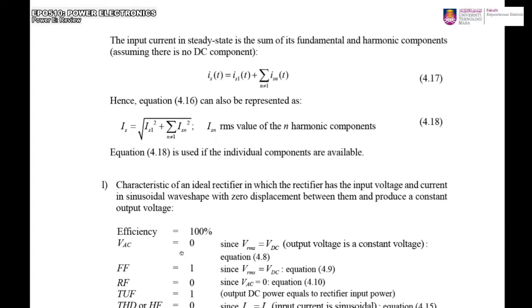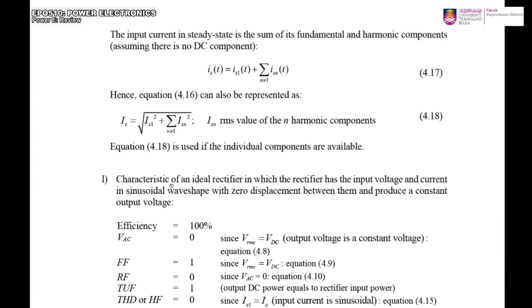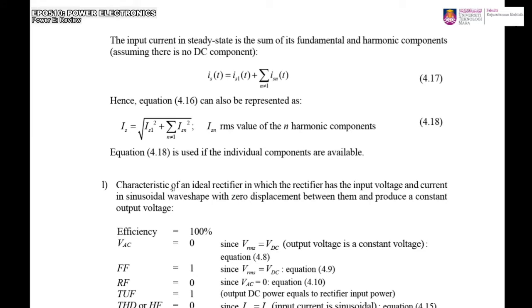The THD, total harmonic distortion, and the harmonics. If you don't know the waveform, if you are given it in terms of individual harmonics, you can find the RMS of the components by using this equation. Or else, if you are provided with the waveform and you can evaluate it, the RMS is more accurate if you use the root mean square equation just now.